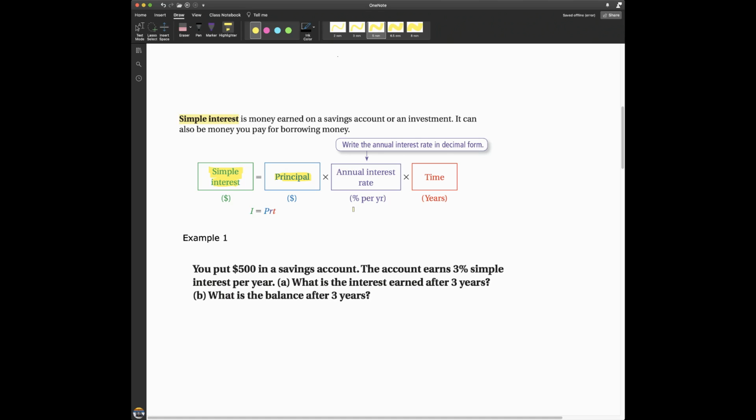The interest rate, the annual interest rate, is a percent. So 3%, 2%, negative 4%. Nope, can't have negatives. So it's always positive. And you are going to write your percent as a decimal in this formula. And then time, the key idea with time is it always has to be written in years.